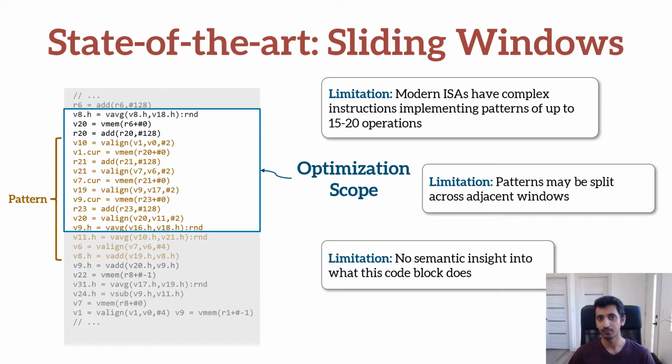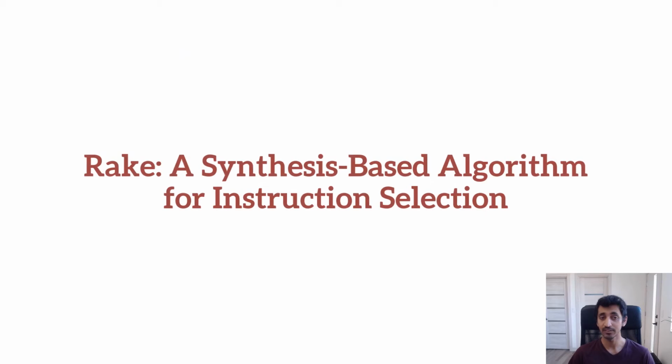Finally, these sliding windows are an arbitrary grouping of instructions. They provide no semantic insight into what each code block does. Lacking any insight, the super optimizer must then naively search the space of all possible instruction sequences, which is very expensive. This brings us to Rake, a new, more scalable synthesis-based algorithm for instruction selection.